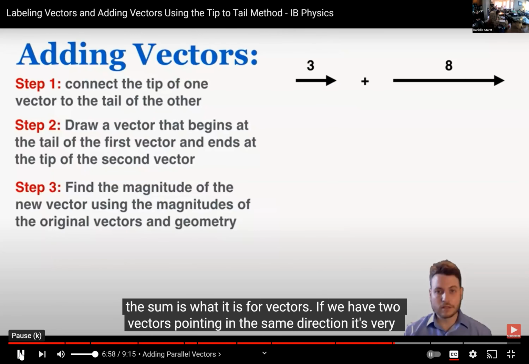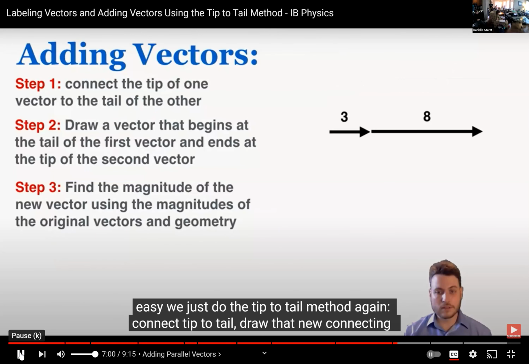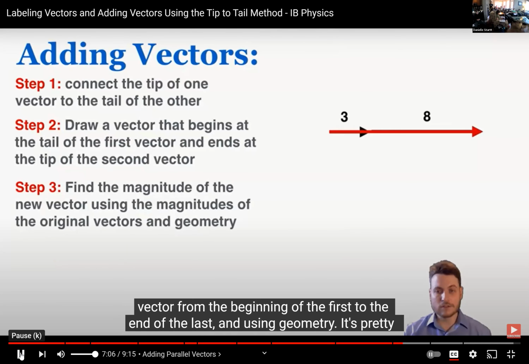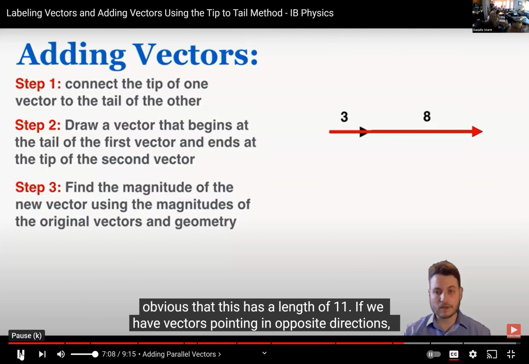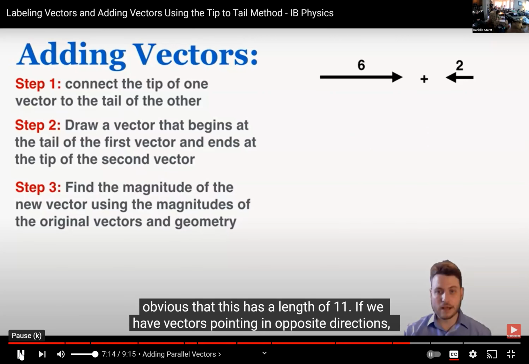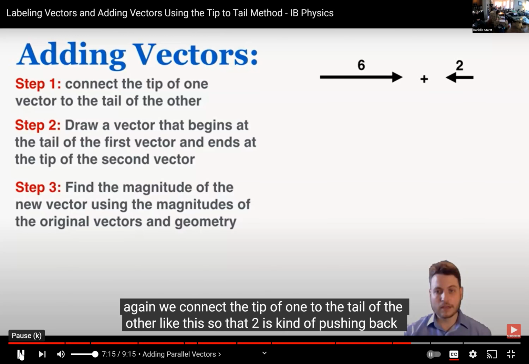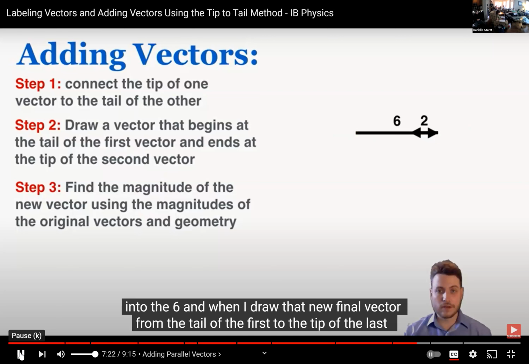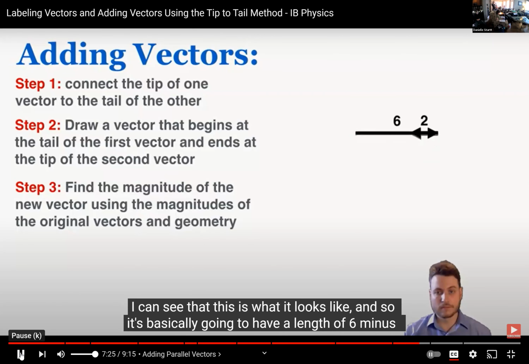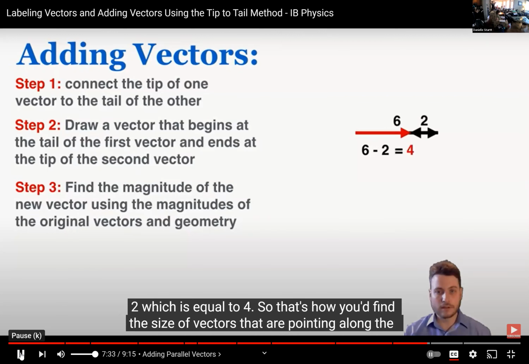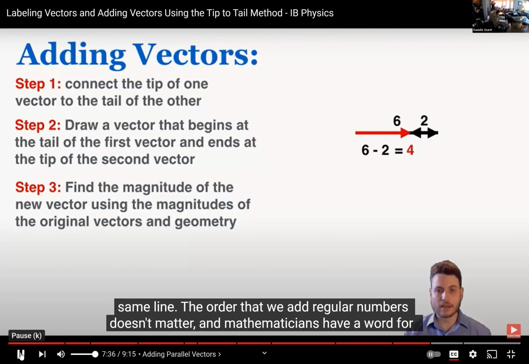If we have two vectors pointing in the same direction, it's very easy. We just do the tip to tail method again, connect tip to tail, draw that new connecting vector from the beginning of the first to the end of the last. And using geometry, it's pretty obvious that this has a length of 11. If we have vectors pointing in opposite directions, again, we connect the tip of one to the tail of the other like this, so that 2 is kind of pushing back into the 6. And when I draw that new final vector from the tail of the first to the tip of the last, I can see that this is what it looks like. And so it's basically going to have a length of 6 minus 2, which is equal to 4. So that's how you find the size of vectors that are pointing along the same line.